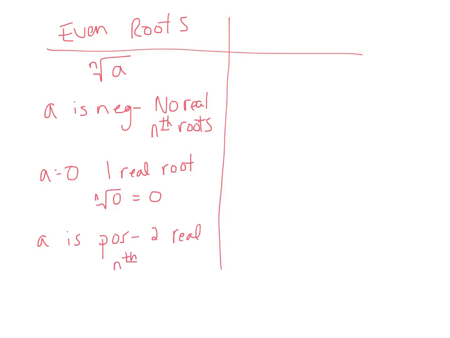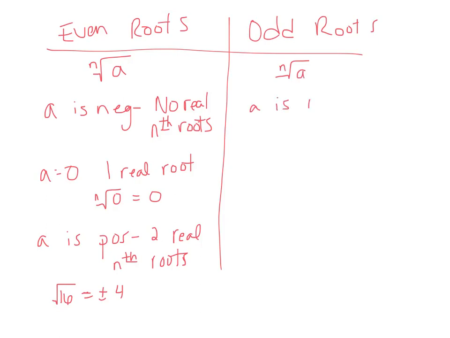Use square roots to help you understand this. This is just like if we took the square root of 16, we get plus or minus 4. So that's why we have 2 real nth roots. Okay. Now for odd roots, if a is negative, so for nth roots of a again, if a is negative, you're going to have 1 real nth root. So as an example, cubed root of -8 is -2. There's our real nth root, our real third root.